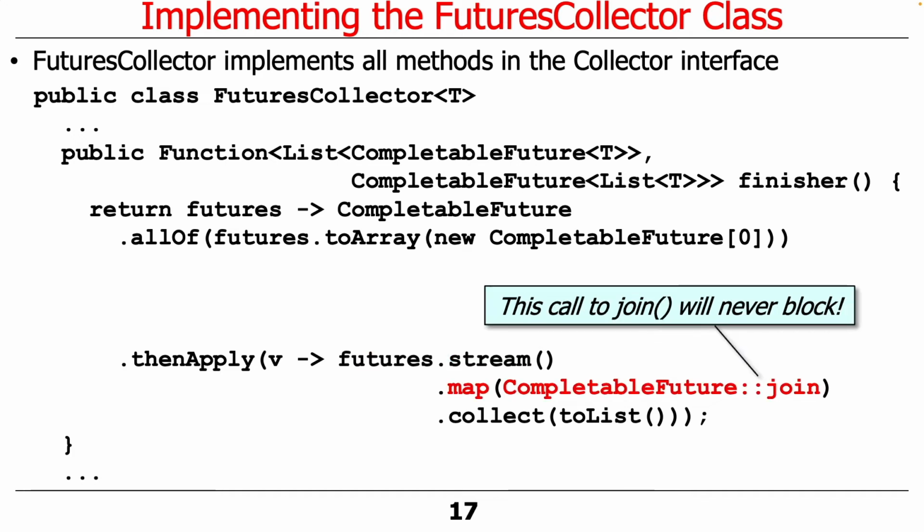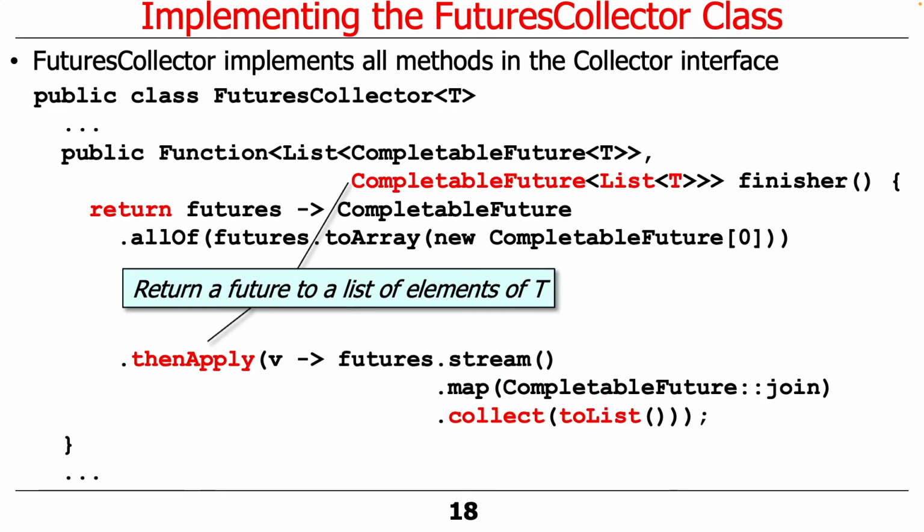So all we need to do is use the map method to convert the stream of completable futures to objects of type T into a stream of completed futures of type T. So this call to join is really just to convert those things into objects as opposed to completable futures, and that call will never block. We then collect that stream of objects of type T to a list of objects of type T, and then we return a completable future to that. That's what thenApply does. It returns a completable future to the list of completed completable futures. And that's what comes back here as the return value.